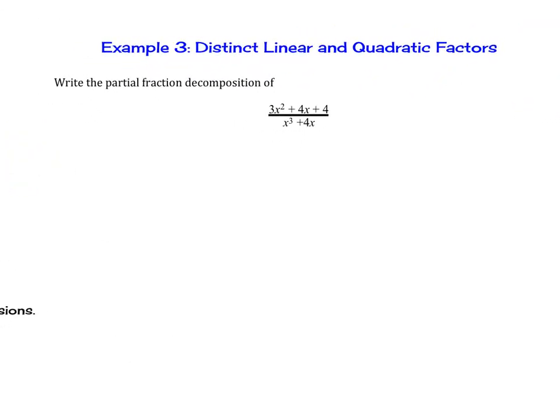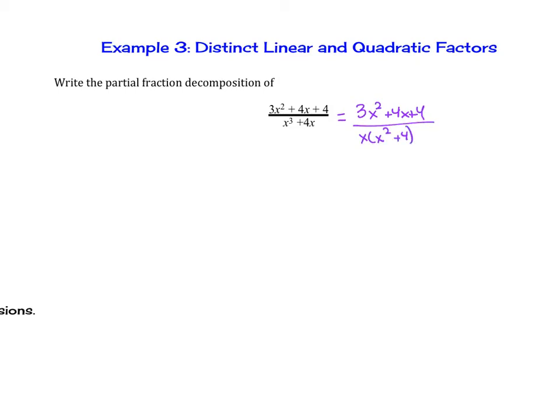Let's try this example here. Distinct linear and quadratic factors. We're going to write the partial fraction decomposition of 3x squared plus 4x plus 4 over x cubed plus 4x. So we want to factor the denominator. It's not improper, so we can leave it as it is. So let's factor the denominator. We can factor out an x, and we have x squared plus 4.